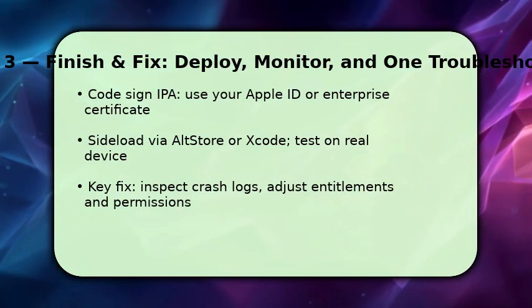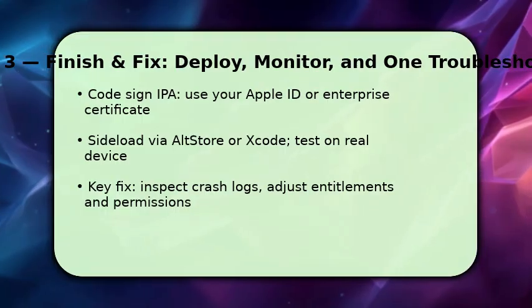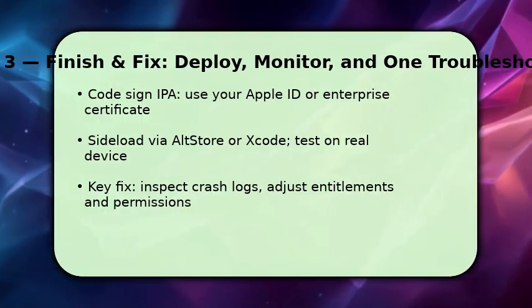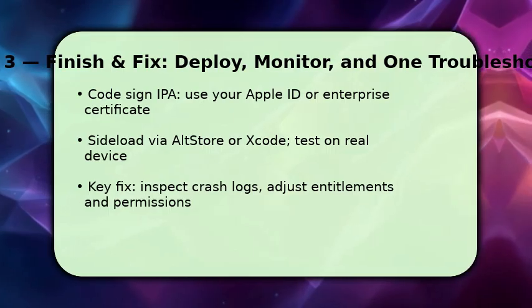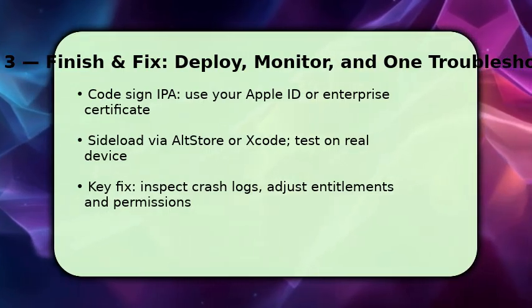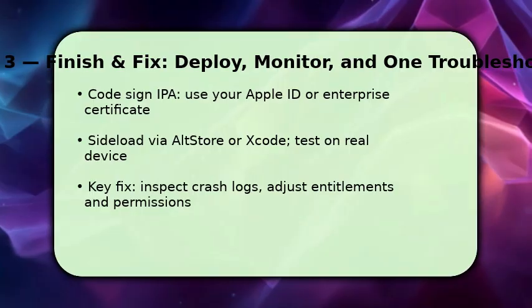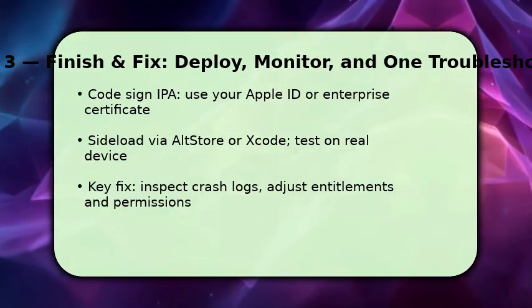You finish by signing and deploying. Export an IPA from Xcode, sign it with your Apple ID or a valid certificate, and sideload with AltStore or Xcode. Once installed, test every feature on the device. Validate network calls, permissions, and background behaviors.